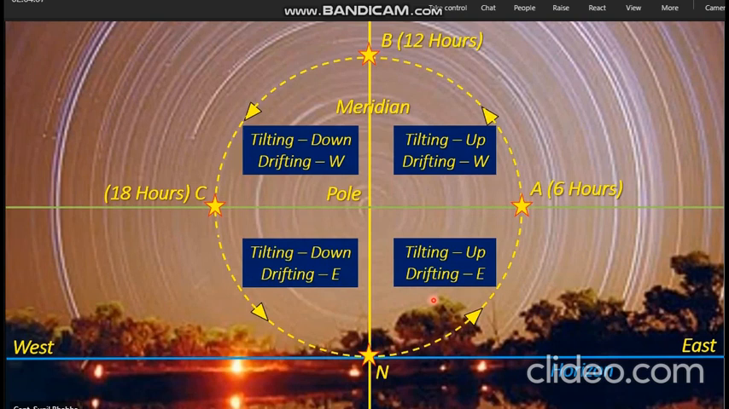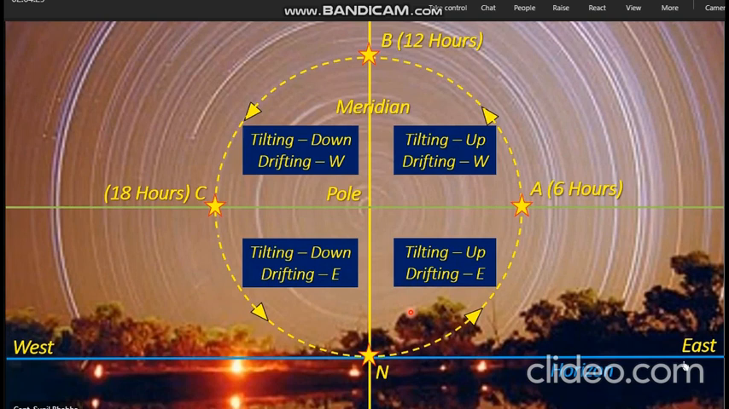Now these are very important to understand the making of, or converting of, a free gyro into a gyro compass. Once we know these directions, it makes it very easy to understand how a free gyro is converted into a gyro compass.